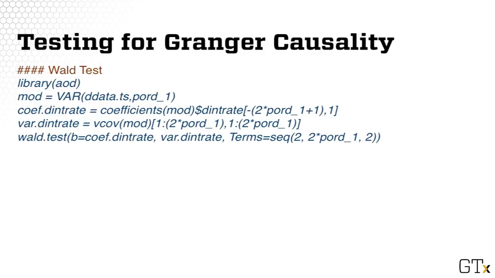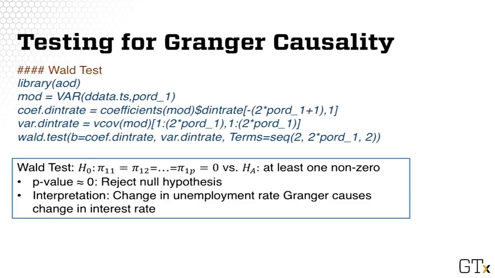Based on this test, the p-value is approximately 0, which means that at least one coefficient is not 0, thus indicating that there is a significant temporal lagged relationship of the change in unemployment rate onto the change in the interest rate. Thus, change in unemployment rate Granger causes the change in interest rate.